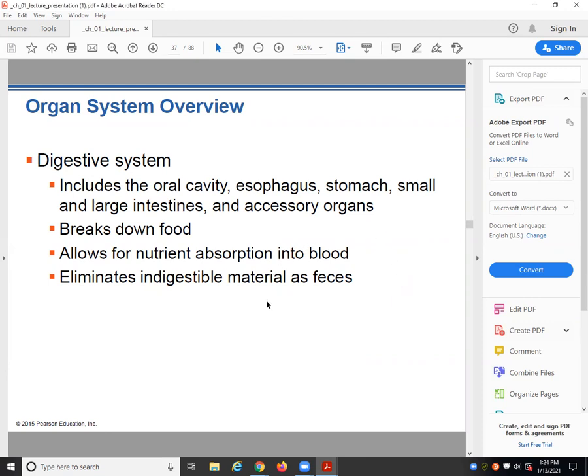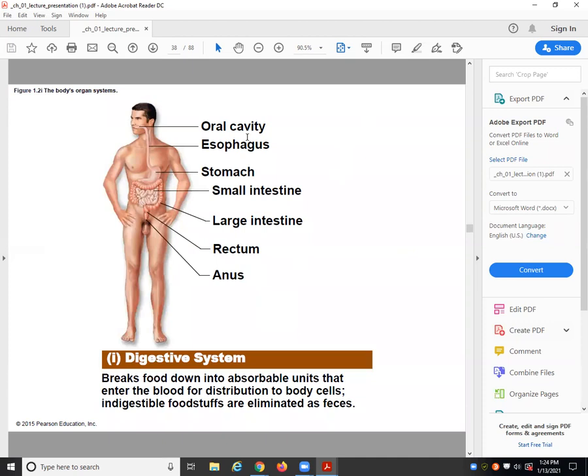All right, so this shows you locations for your oral cavity, esophagus, the stomach, small intestine, the large intestine, rectum, and the anus. Okay.